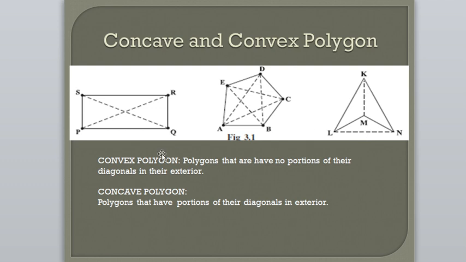Again I am telling you, polygons that have no portion of the diagonal in the exterior are called convex polygons. These two are convex polygons because they don't have any portion of the diagonal in the exterior. And a concave polygon means a polygon that has a portion of the diagonal in the exterior. It means this is a concave polygon because it has diagonals in the exterior as well as in the interior. So that is called a concave polygon.